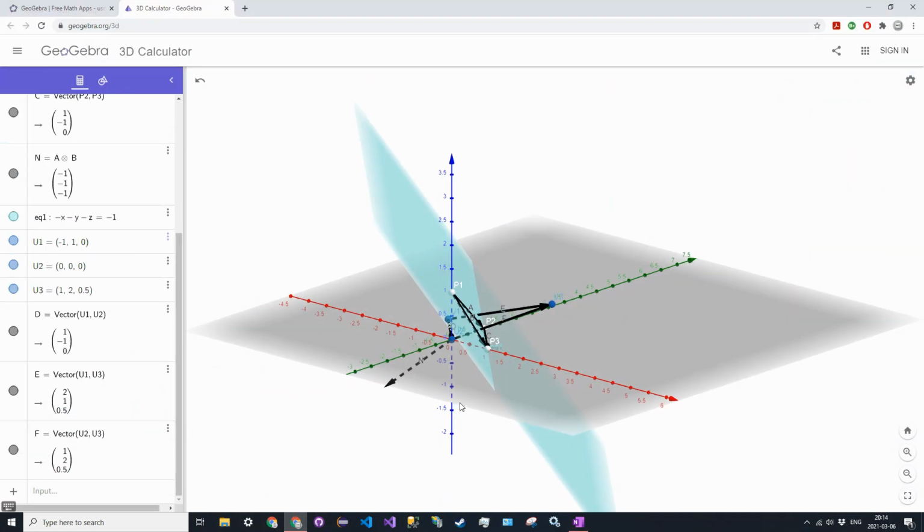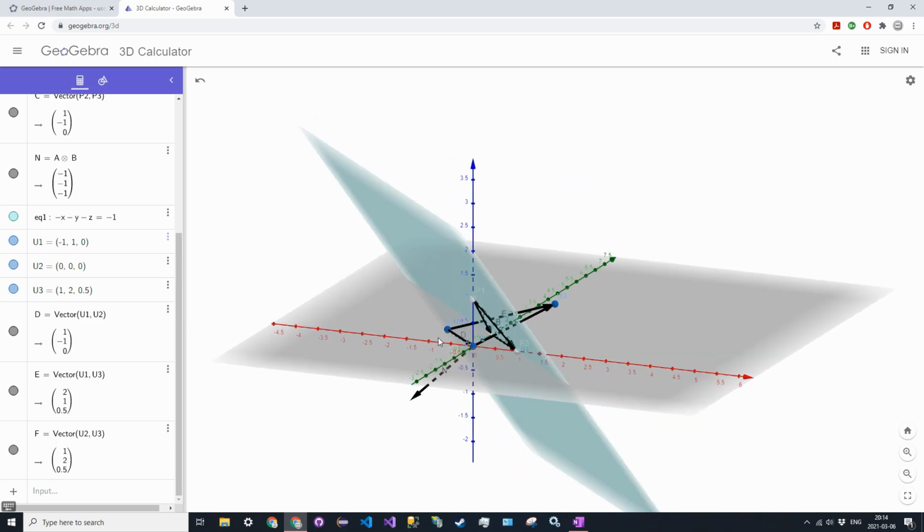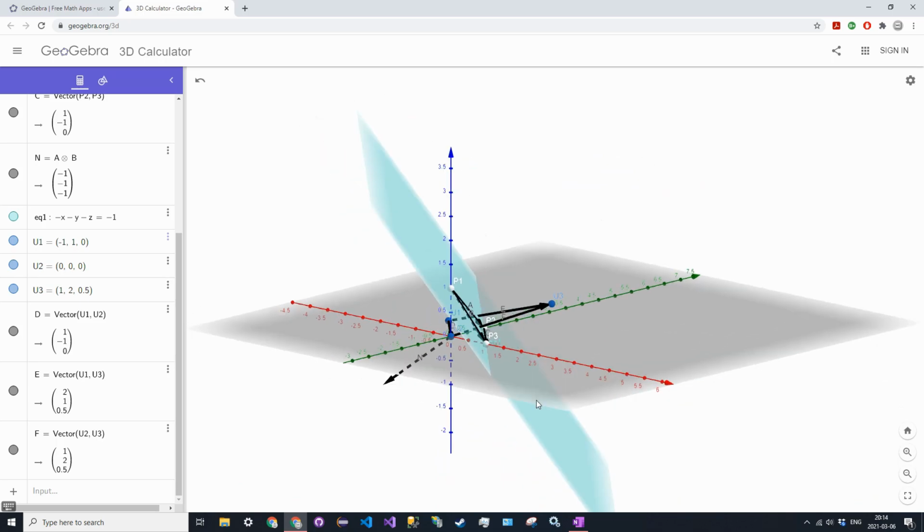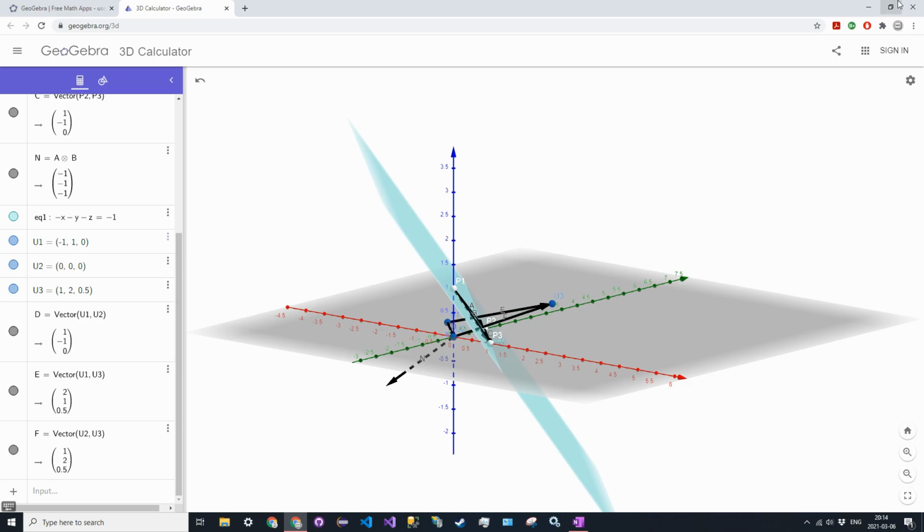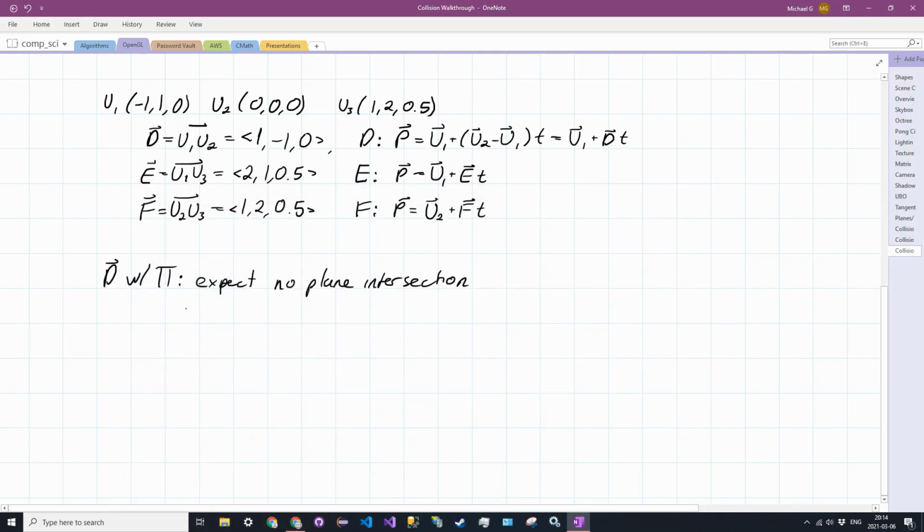So if we see here, D is this vector over here, and it will never intersect with the plane, and I intentionally chose these values. So let's just plug it in. So plug in the line equation, which individually we have our components.